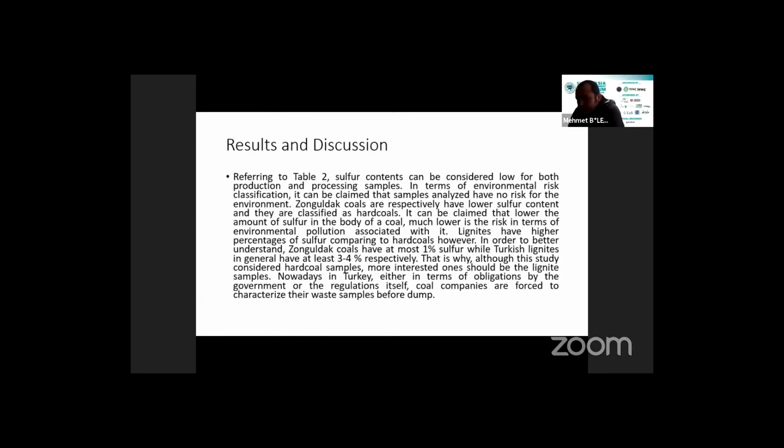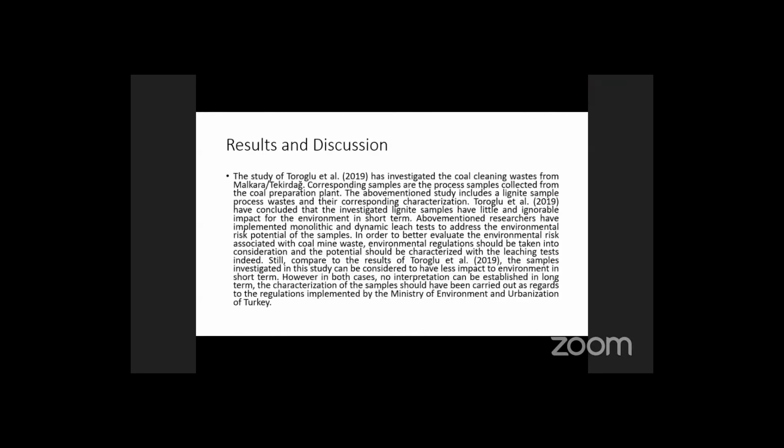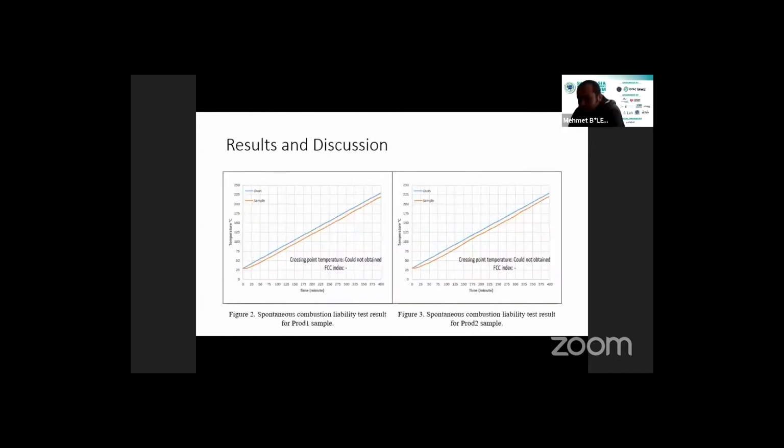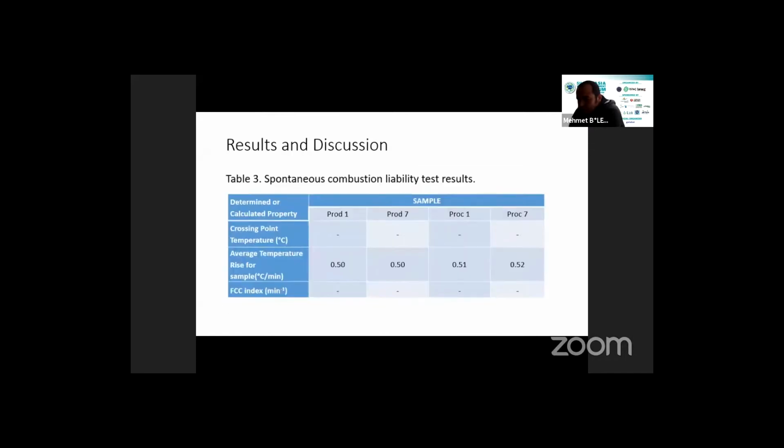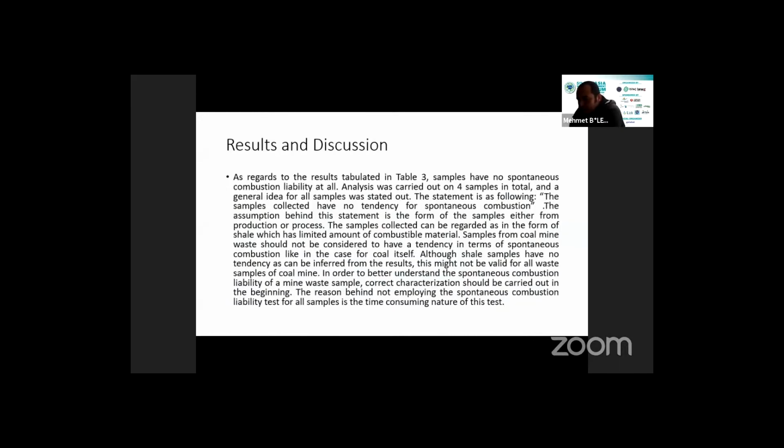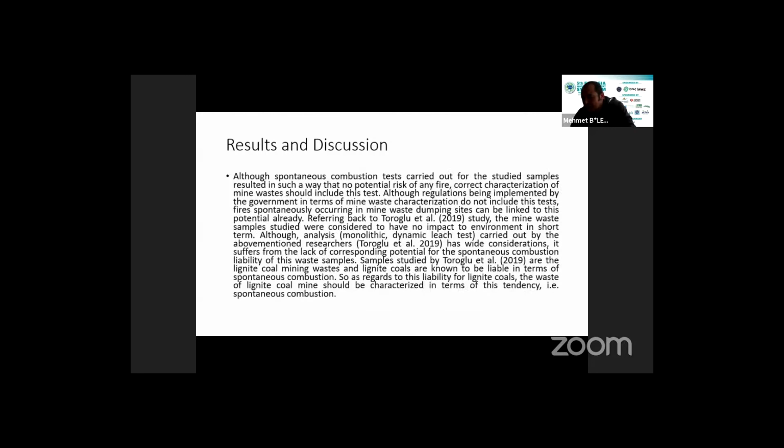Okay, thank you. Let me move on to the spontaneous combustion results. Here is the graphical representation of the spontaneous combustion experiment results. You can see there is no crossing point between the oven and the sample for each of the 4 samples. So we can say that there is no spontaneous combustion liability for the samples tested. So we can categorize these samples as not harmful in the near future. These samples are not so harmful for the environment in terms of their sulfur content, and they have no possible risk of spontaneous combustion liability.